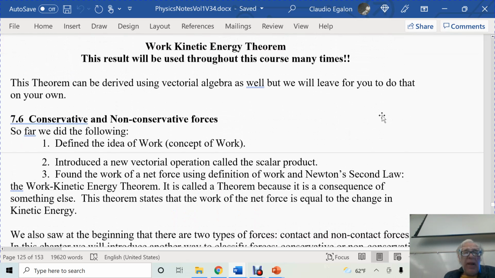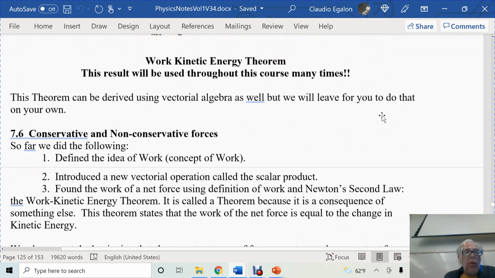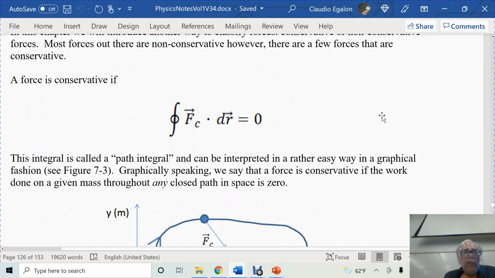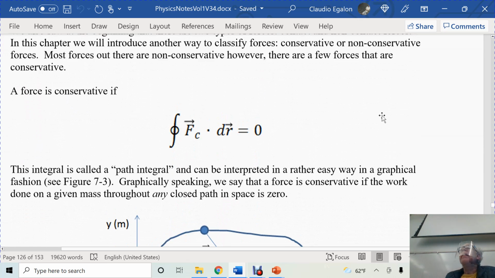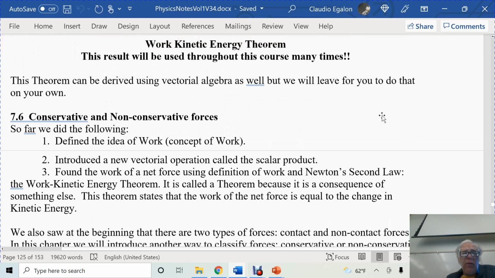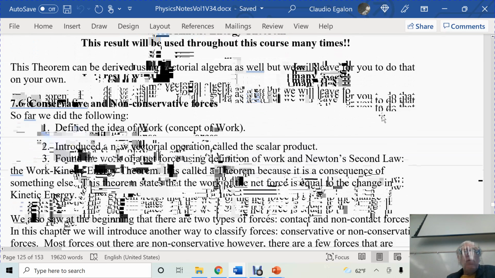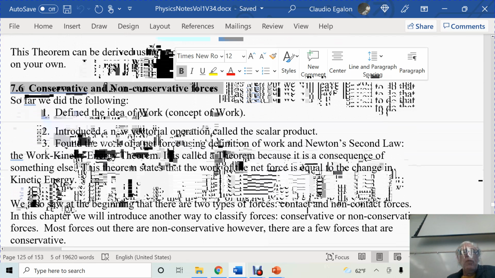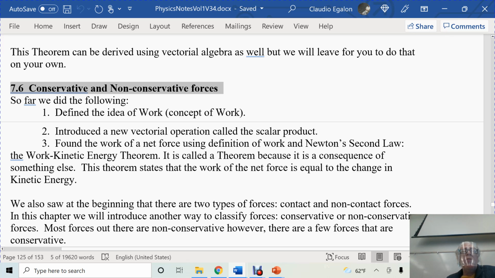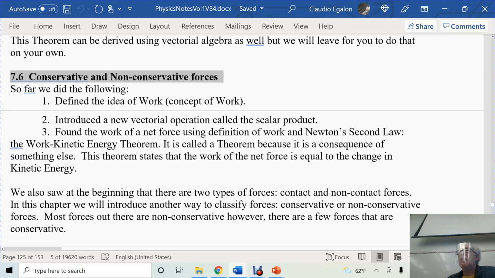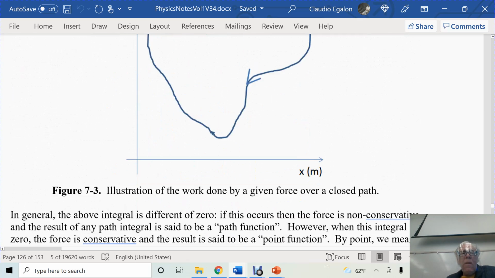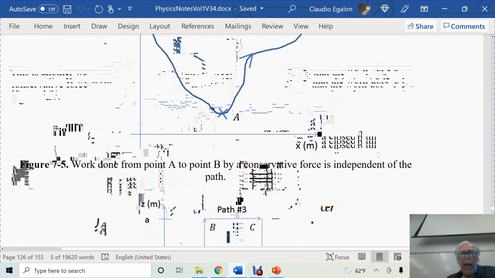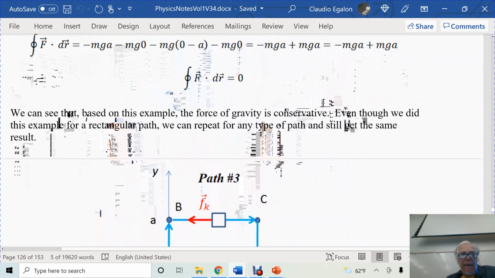What's going to come next is a new way of classifying the forces. There are contact forces and non-contact forces, right? Remember the beginning? Then there is also a different way of classifying forces. Instead of contact and non-contact forces, we classify them as conservative forces and non-conservative forces. There is a reason for that, and you do study something like that in math.